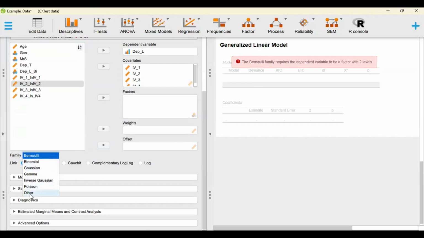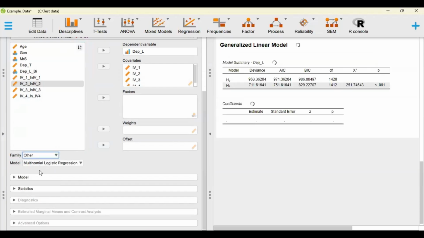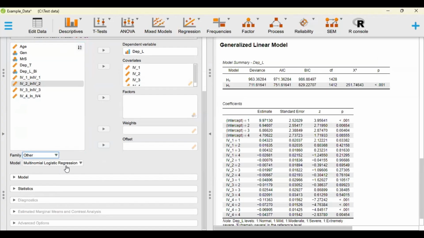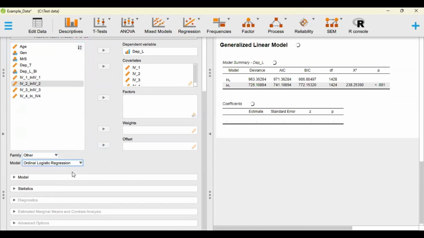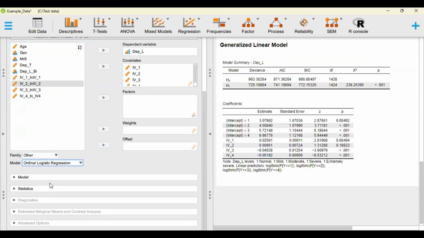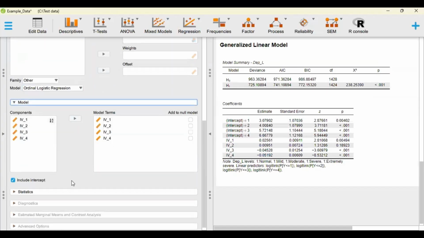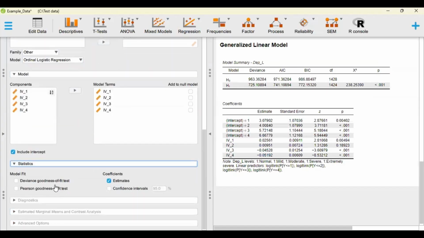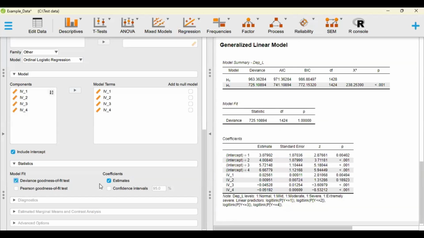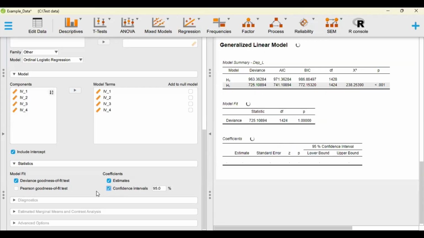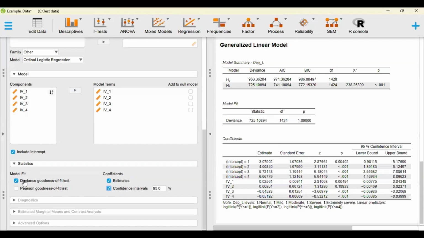So in family type, go to other. And then you can see by default it is multinomial logistic regression. But I want to test the ordinal logistic regression first, so change it to ordinal. And unfortunately, you don't have a lot of analytical options here. You can, for example, tick deviance goodness of fit, which is very similar to what you checked already for binary logistic regression, and confidence intervals.